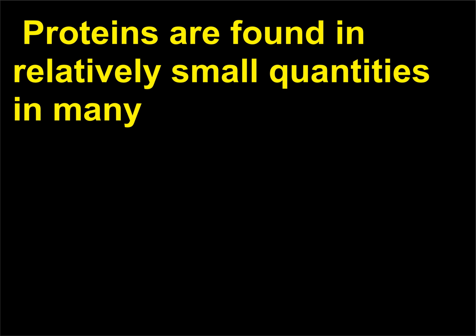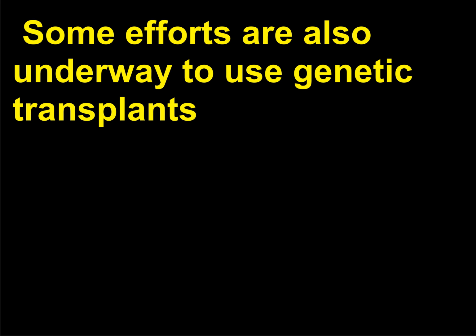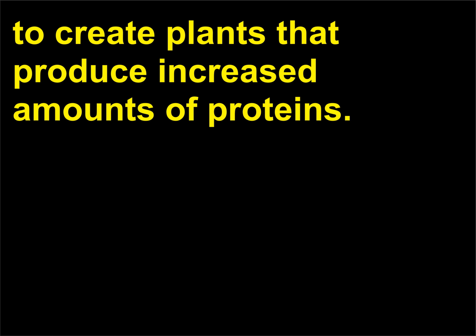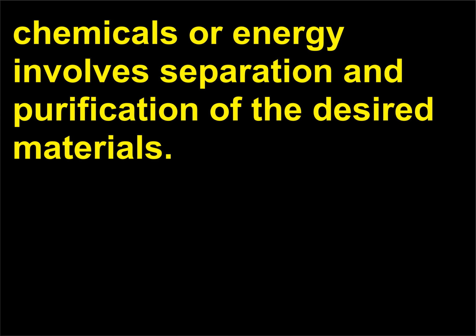Proteins are found in relatively small quantities in many types of plants and also in larger quantities in animals. Some efforts are also underway to use genetic transplants to create plants that produce increased amounts of proteins. One of the primary challenges in using biological feedstocks to produce chemicals or energy involves separation and purification of the desired materials.